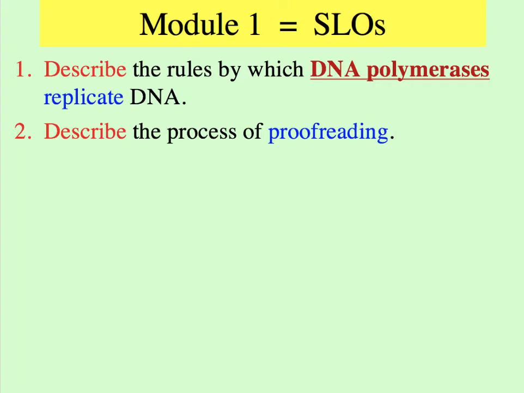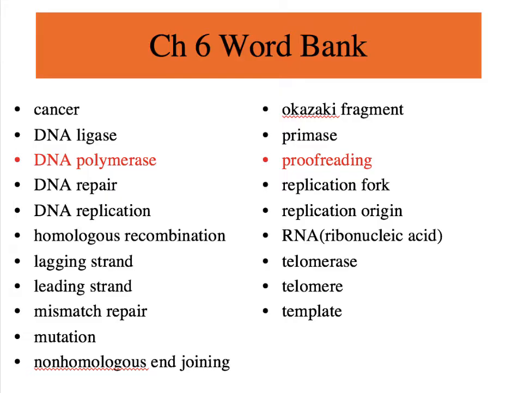The first learning outcome is therefore to understand the rules by which the enzymes which copy DNA abide by, and also to understand the process of proofreading as it pertains to DNA replication. Thus, we shall be addressing these two important concepts from the Chapter 6 word bank.